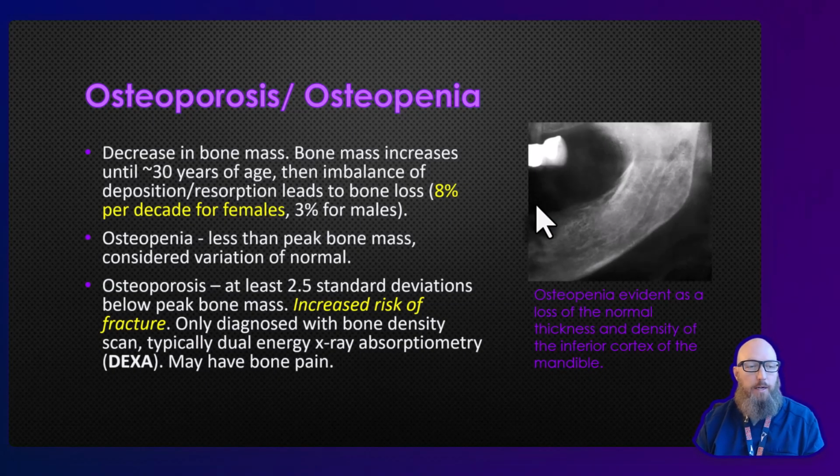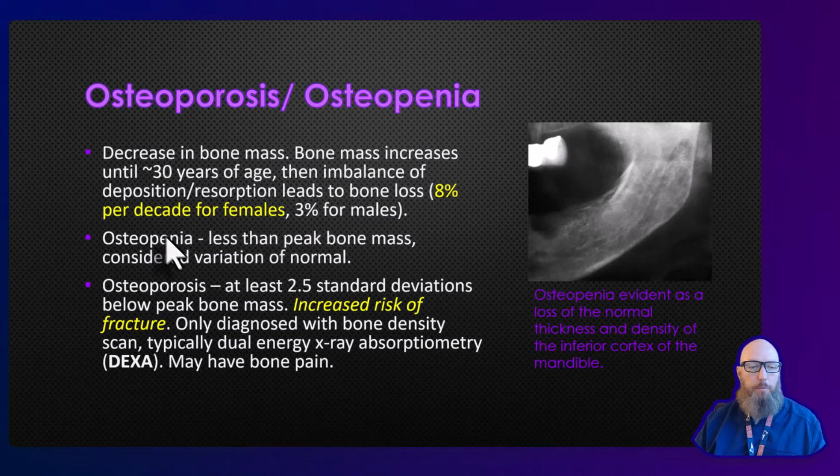Osteoporosis/osteopenia is really common right after the age of about 30. So once we start getting into middle age and later, we have an imbalance of deposition and resorption, leading to bone loss. So we have more resorption of bone minerals than we have deposition. And that amount is roughly 8% per decade for females, 3% for males. So females are more at risk of osteoporosis.